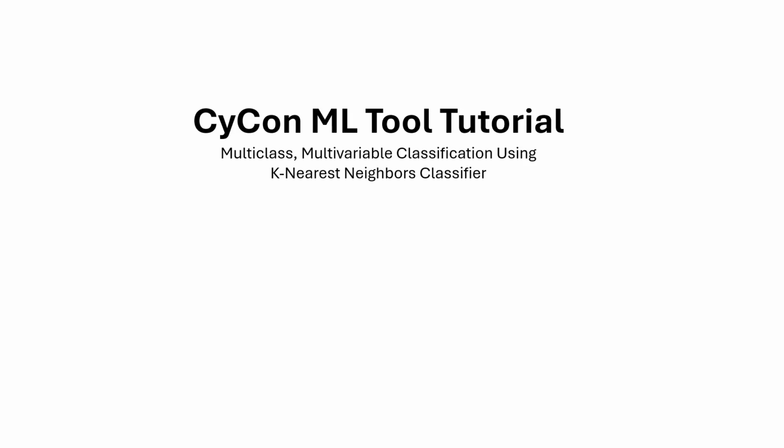Welcome to this Scikit machine learning tutorial. In this session, we will focus on multi-class, multivariable classification using the k-nearest neighbors classifier. Our case study comes from the Android malware dataset, where the goal is to classify applications as either benign or malware based on their permission requests.